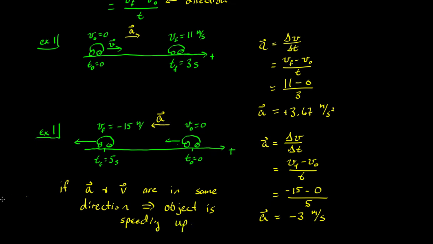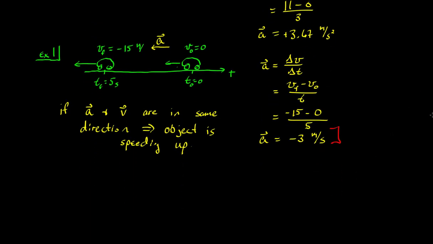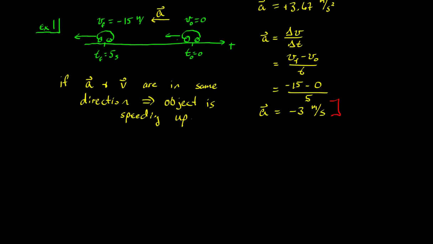Now this is important, and this is a big misconception, because right here, we have a negative acceleration. A lot of students might say that it's slowing down because the acceleration is negative, but that's not true. It depends on the direction of the velocity. So as long as they're in the same direction, if the velocity is negative and the acceleration is negative, it's going to speed up. Or if they're both positive, it's going to speed up. Now we'll just do a quick example of slowing down.